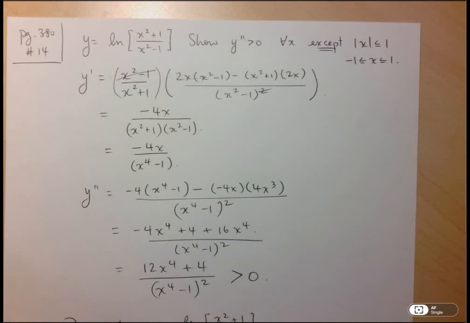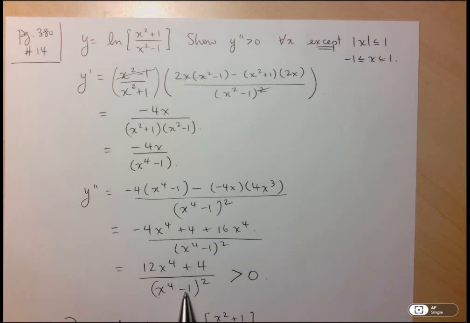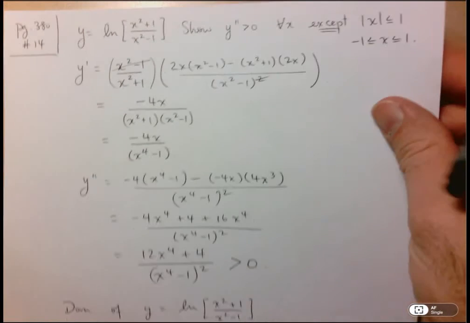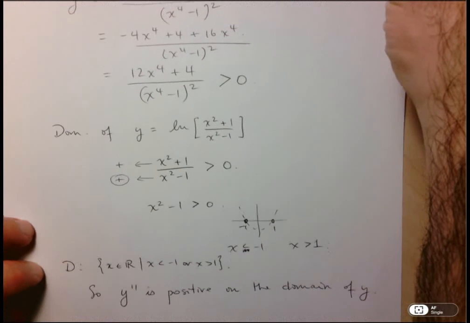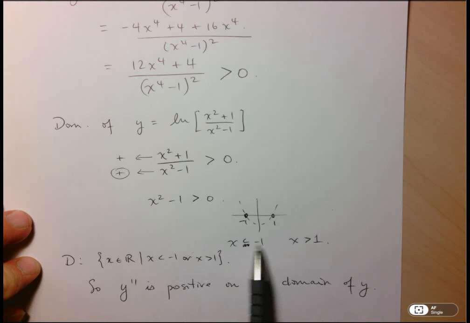So let me just do a recap here. So again, what did we do? We found the first derivative, found the second derivative, showed that the second derivative had to be positive, and then showed that the only x values that are valid are those which are outside of the interval -1 to 1 inclusive.